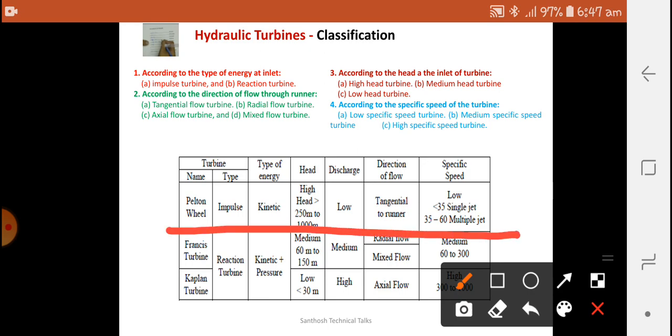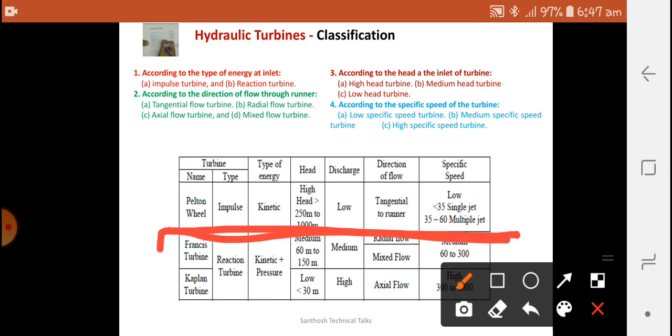The Pelton turbine is an impulse turbine. It uses kinetic energy. It is a high head turbine, used for heads of more than 250 meters. Discharge is low. It is a tangential flow turbine, and specific speed is low.